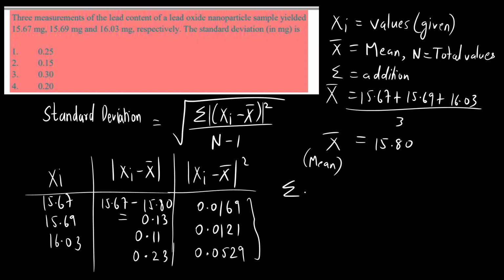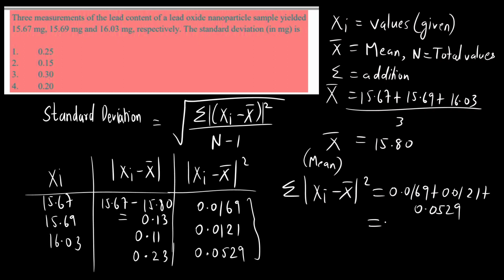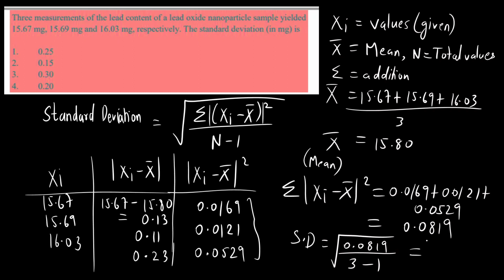Now we have to do the summation. Summation means add all these three values. Summation of (xi minus x bar) the whole square will be 0.0169 plus 0.0121 plus 0.0529. This comes out to be 0.0819. Now we can find the standard deviation: root of 0.0819 divided by, total values are 3, so 3 minus 1. The final answer is 0.202. So the closest answer is option 4, 0.20.